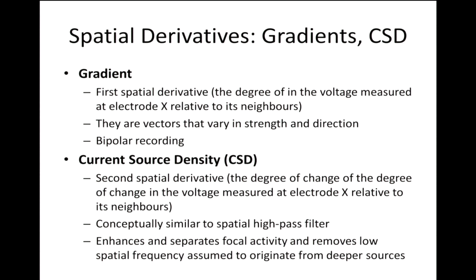The gradient is the first spatial derivative. So it is the degree of change in the voltage measured at electrode X relative to its neighbor or set of neighbors. Because it's a difference and there is a direction involved, it's a vector mathematically. So it varies in strength and direction. But essentially you can also call it a bipolar recording. So you express voltage at one electrode with respect to the voltage of a nearby electrode.